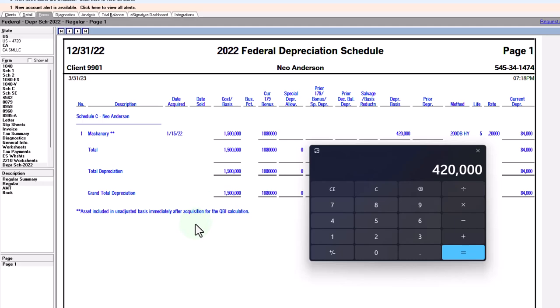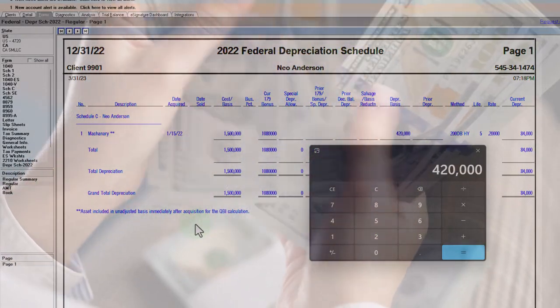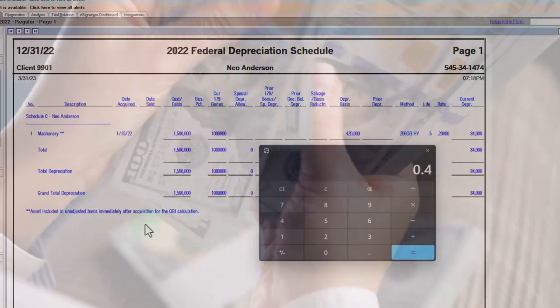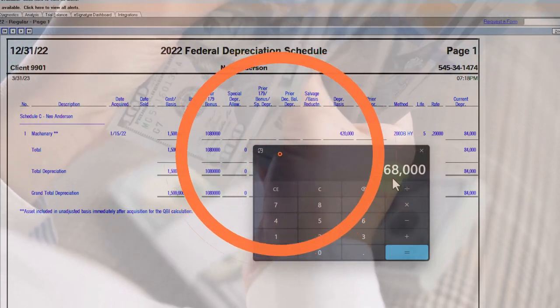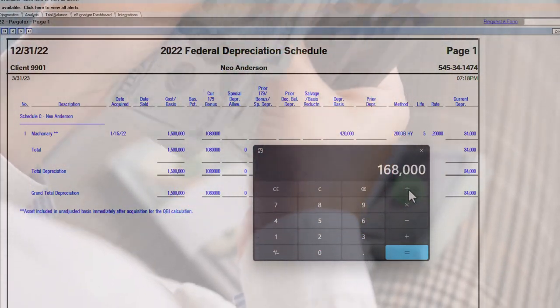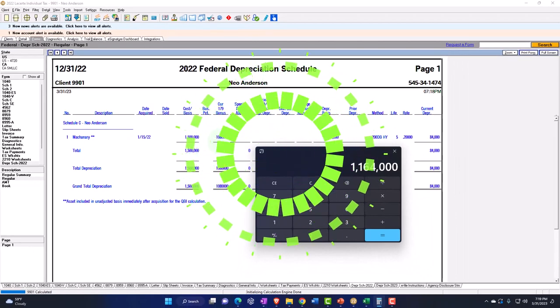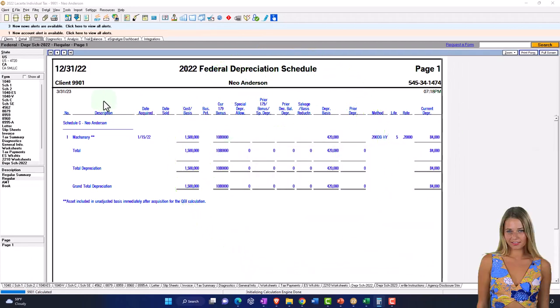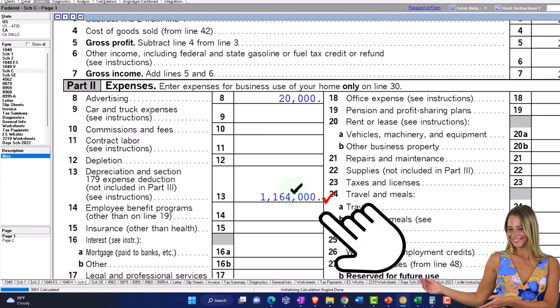So if I take that times the double declining rate, which is 0.4, 1 divided by 5 is 0.2 times 2, 0.4 or 40%, that's going to be the 168 here. And then if I take that half-year convention divided by 2, I've got the 84,000. So the 84,000 is the normal MACRS depreciation plus the 108,000. That's where we get the 1,164,000 that's over here on the Schedule C.